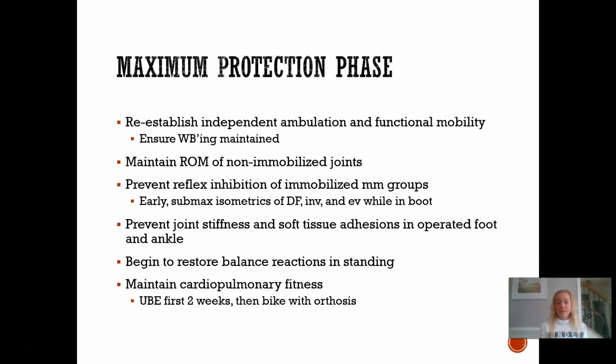Begin to restore balance. So you can start with double leg balance things like the Romberg stance, reaching activities and things until we can eventually progress them to single leg stance, and maintain cardiopulmonary fitness. So they might be able to eventually get to the bike, but if they're not initially, do things like the arm bike to work on their cardiovascular fitness until they can get onto probably the recumbent bike or the upright bike.